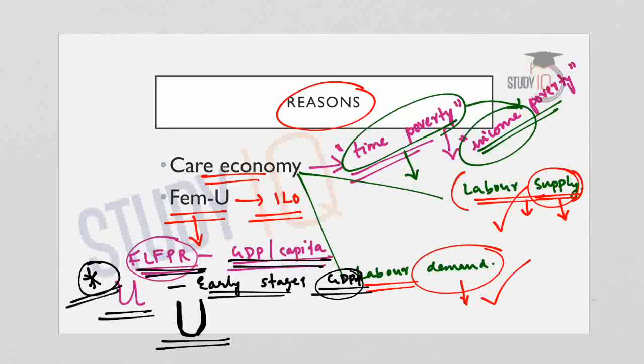So this is a very important concept. You should remember that this was proposed by the ILO, International Labour Organization, and according to Fem-U, that is the U-shaped relationship between FLFPR and GDP per capita, in the initial stages of growth and development, the female work participation will come down, and in the later stages of development, the female labor force participation will increase. So this can also be one reason why the female labor force participation rate has come down in India. We are going through an early phase of development. But here one constraint is that Fem-U is an empirical question and it requires further research.